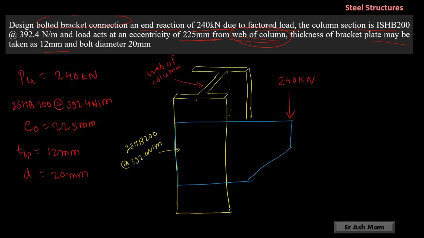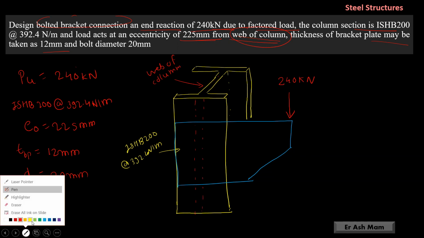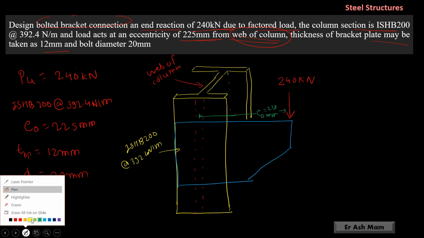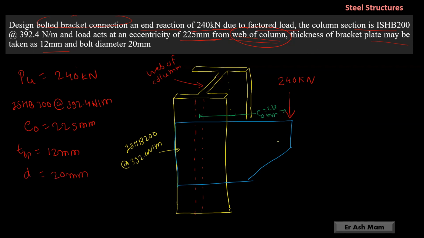That is the web of the column. This hidden line indicates the web of the column. Indirectly, eccentricity from the center of the flange is given. So eccentricity from here, e equal to 225 mm, is given. Thickness of this bracket plate, 12 mm, is given.